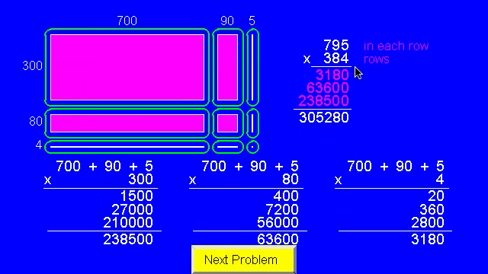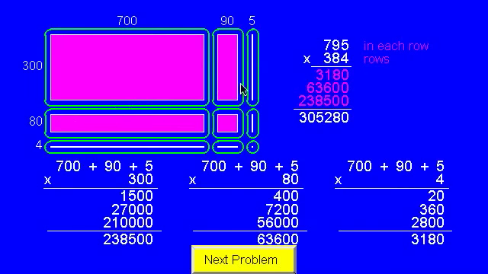This is how a 3-digit multiplier would look in the alternative method. So 795 in a row and 384 rows. So we use expanded notation, and for the single rows, 4 times 5 is 20, 4 times 9 is 36, and since these are tens, we add a 0 to 360. 4 times 7 is 28, since these are hundreds, we add 2 zeros, do our subtotal.